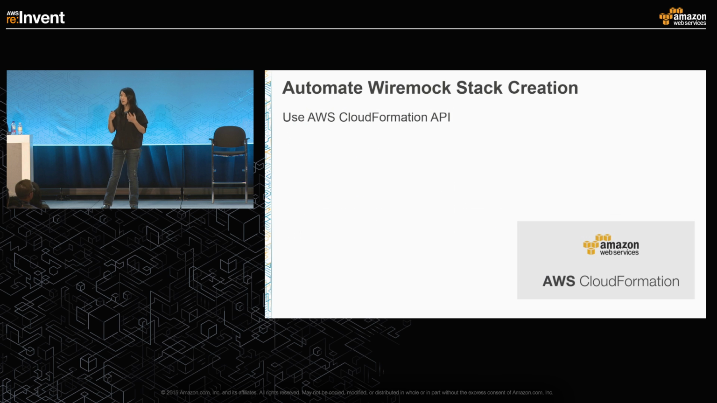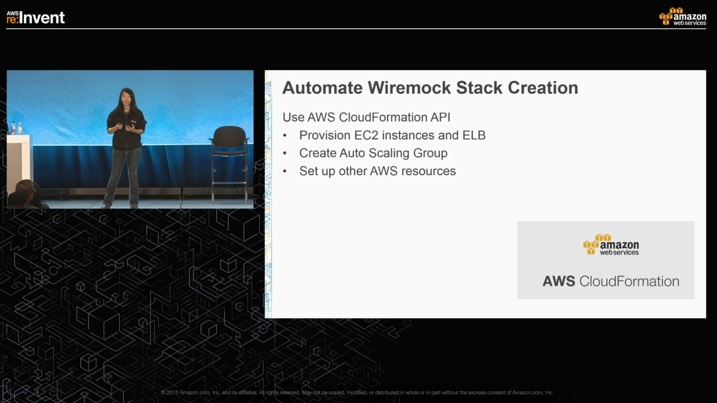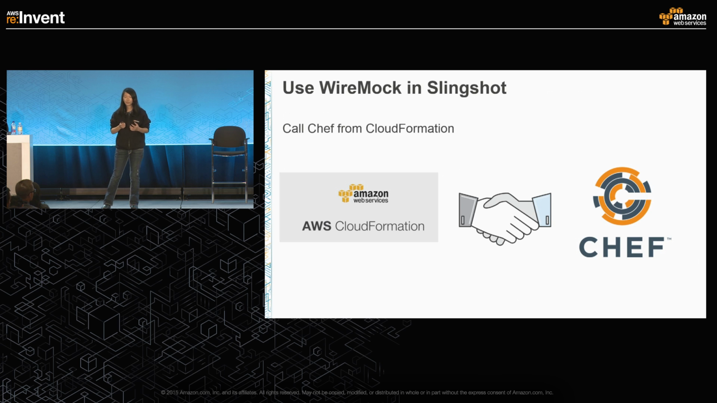Now let's talk about how we automate the stack creation. We chose to use CloudFormation. We use it to provision the EC2 instances, the ELB, create the auto-scaling group, security policy, IAM roles, and etc. So now we have our AWS CloudFormation to create the stack. We need to call Chef to deploy the Wiremock. So we decided to call Chef from CloudFormation. How do we do that?